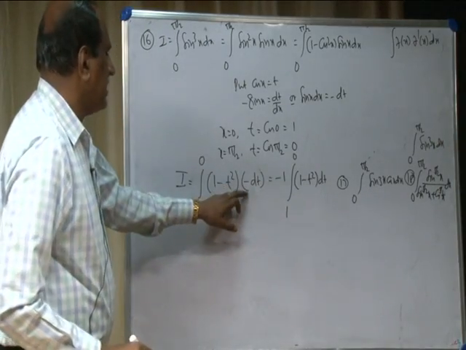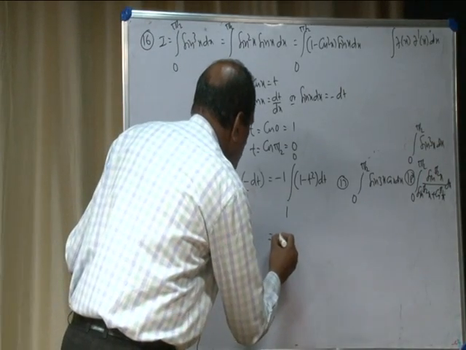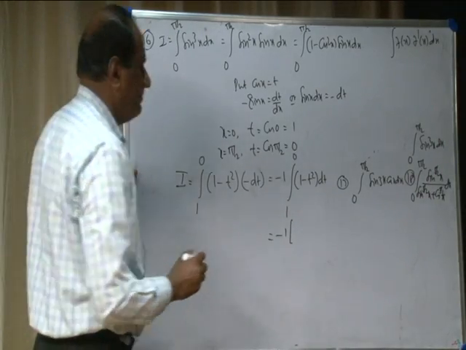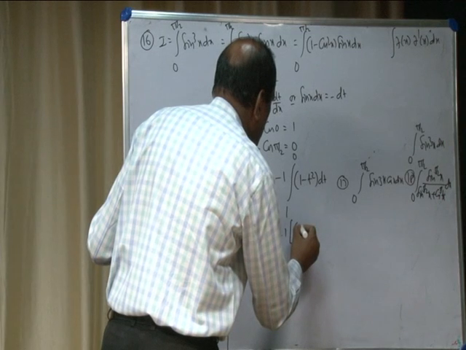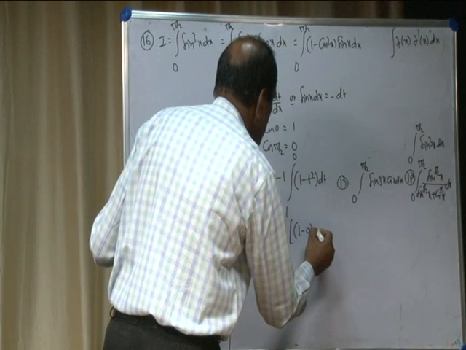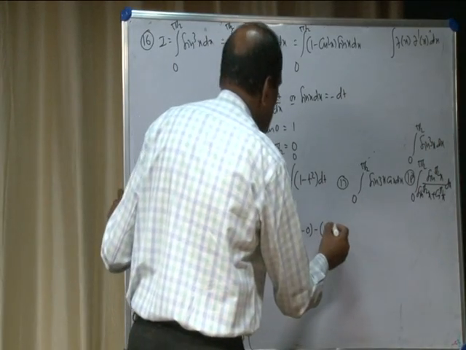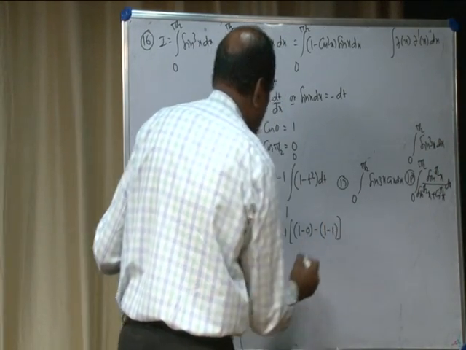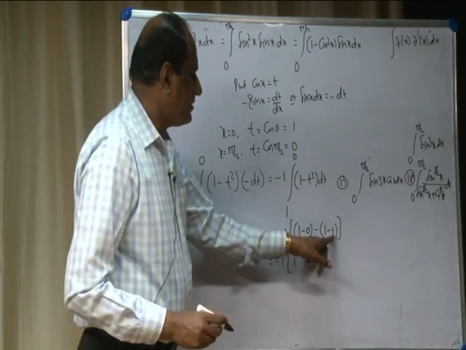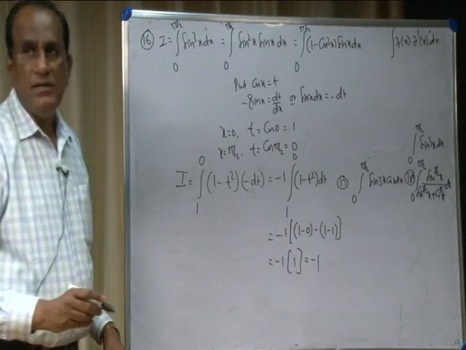So, minus is a constant, take it outside. Instead of minus, I am writing minus 1. So, minus 1 into, apply the upper limit: 1 minus t, where t is 0, 0 square is 0, minus the lower limit: 1 minus 1 square, which is 1, close the bracket. That is equal to minus 1 into (1 minus 0) minus (1 minus 1) is 0, so minus 1 into 1 is minus 1.